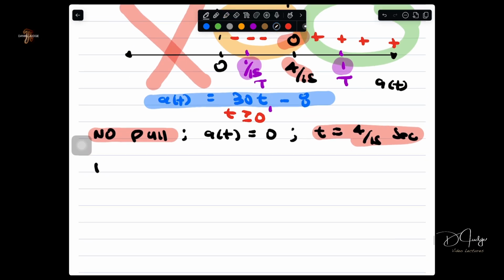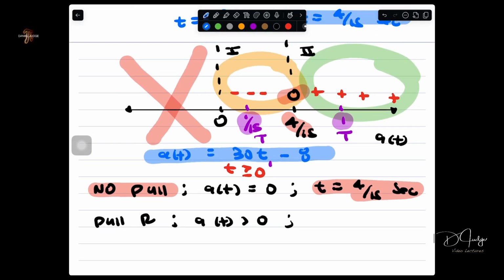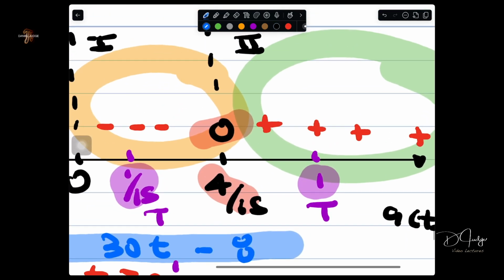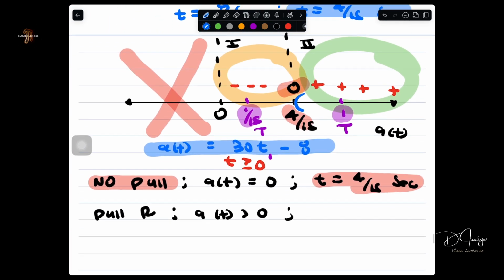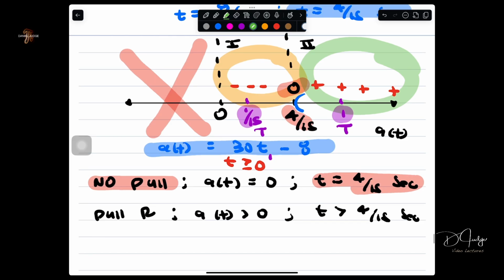Particle will be pulled to the right when your acceleration is strictly positive. Well, the acceleration is strictly positive over in region number 2. So we're going to use that open parenthesis. What that's a picture of is saying all the time values are bigger than 4/15 of a second. That's when you're going to have what we call a right pull.